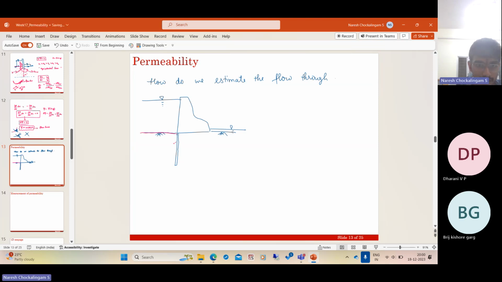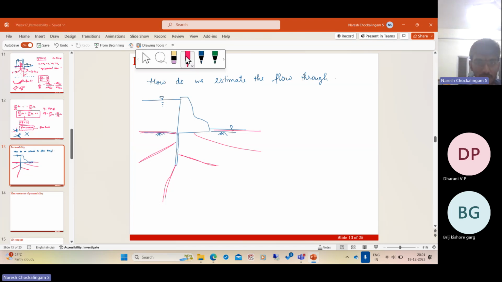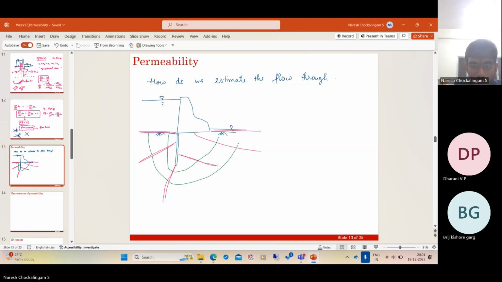Given a situation like this, we can always construct what is called a flow net. So this is the first flow line. This is the second equipotential line. This is the second equipotential, third, fourth, fifth, and sixth. Draw the equipotential lines. Then also draw the flow lines. So this network of equipotential lines and flow lines is called a flow net.